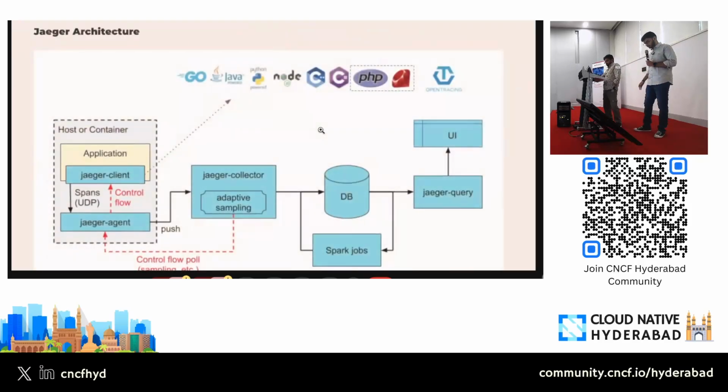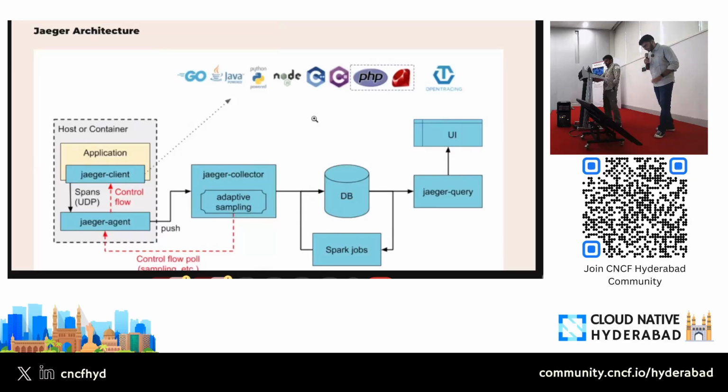Next. So here is the Jaeger architecture. The host container is where your application resides, and in the application itself, we'll have to configure the Jaeger agent so that it is able to communicate with your application and get all the necessary data and push it to the Jaeger collector. Jaeger collector again uses the DB, Jaeger query, and so the flow is like this for Jaeger.